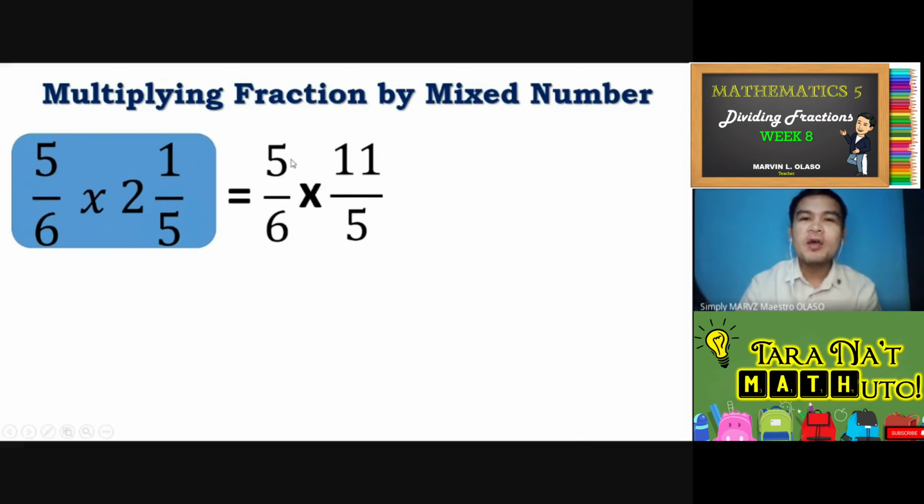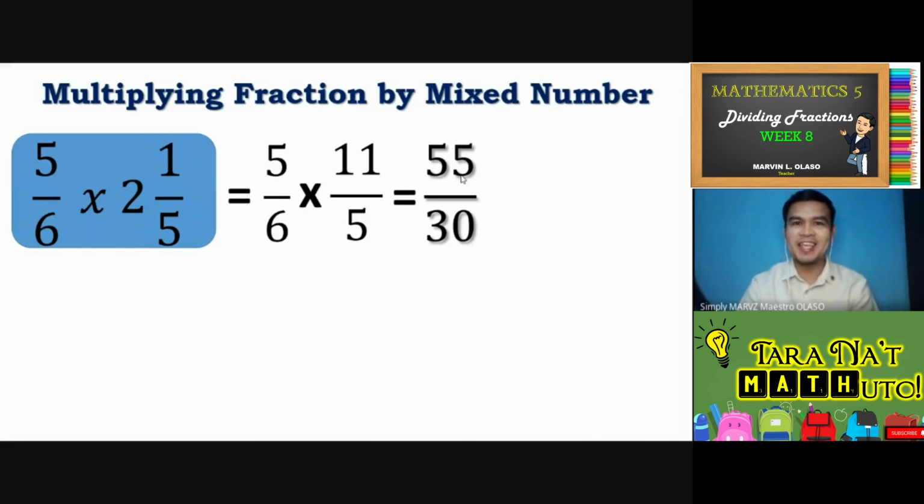Okay, so therefore, we can multiply now 5 sixths times 11 fifths. The long method, multiply the numerators. 5 times 11 equals 55. 6 times 5 equals 30. So we have 55 over 30. Then look, is that already in lowest term? No, it's improper. So, paano ba tayo mag-change ng improper to mixed? Divide lang natin. 55 divided by 30. Get your scratch paper. May remainder ba? Yes.